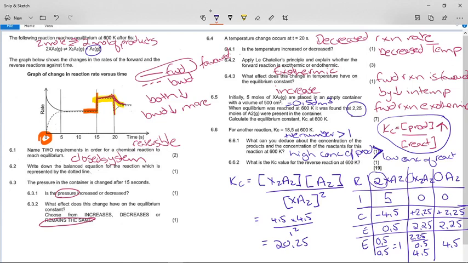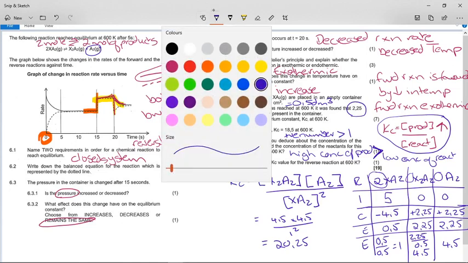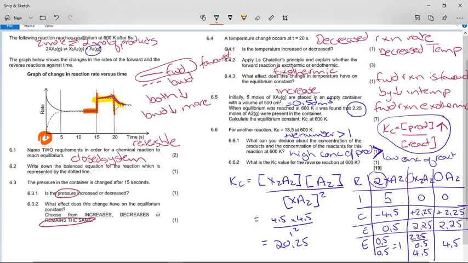Now it says, what is the Kc value for the reverse reaction? If we write Kc ordinarily, Kc is the concentration of products over the concentration of reactants, and that is the forward reaction. But what happens with the backward reaction? If we have a reaction like this, and I'm going to put R for reactants and P for products, reactants to products is the forward reaction. The backward reaction is products to reactants.